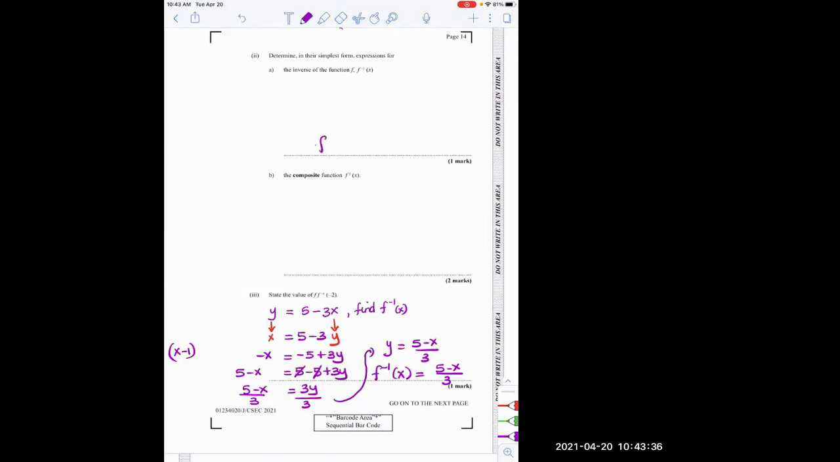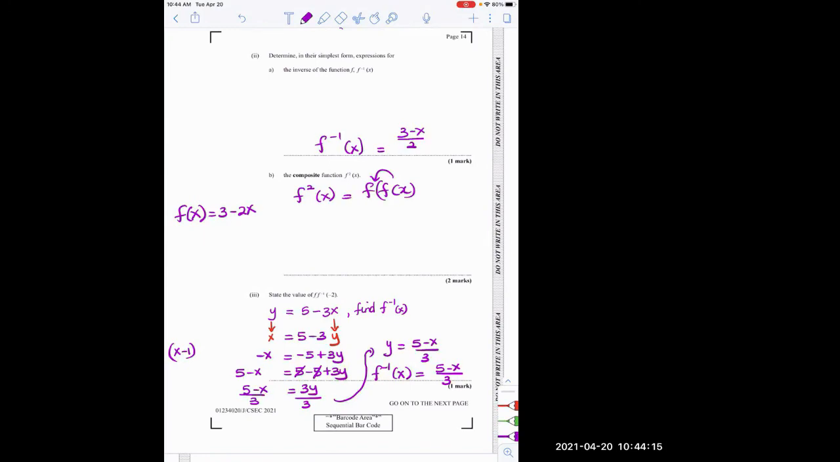This answer, f inverse of x, was 3 minus x over 2. So f squared means that we take f of x and we put it back into the function. So let's write our function. F of x is 3 minus 2x. So a composite function means that we take the function and we put it back into the function.